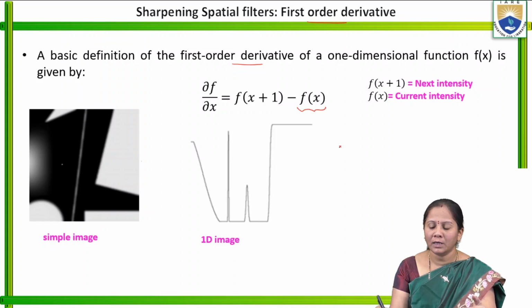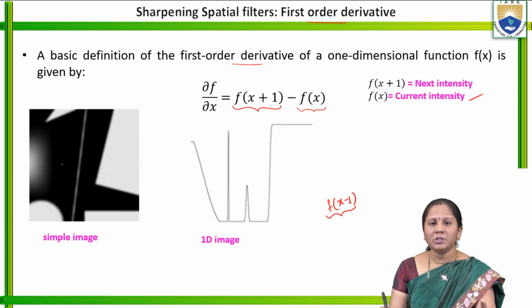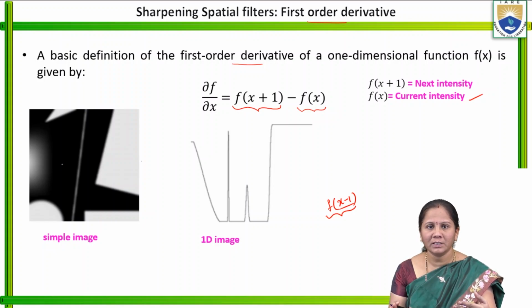f of x is called the current intensity, whereas f of x plus 1 is called the next intensity. For example, if we also have one more variable, f of x minus 1, such a term we can call the previous intensity, because here it is minus 1. So f of x is the current intensity, f of x plus 1 is the next intensity level, and f of x minus 1 is the previous intensity level.